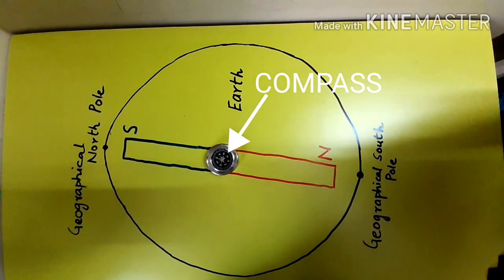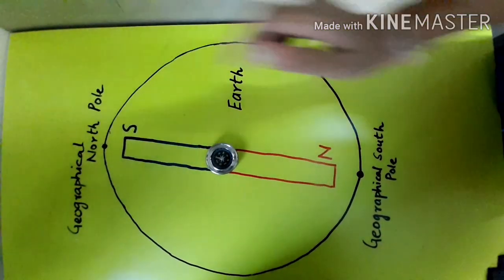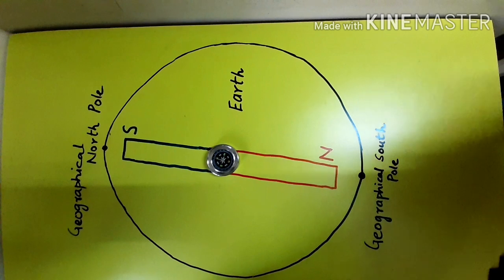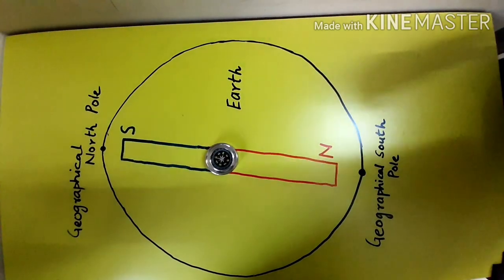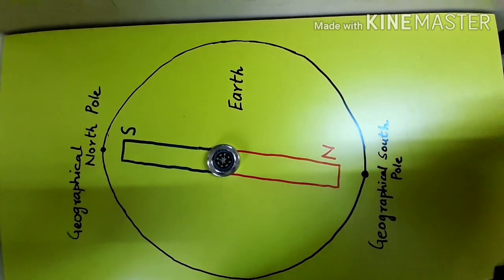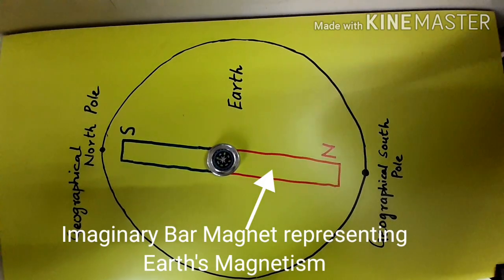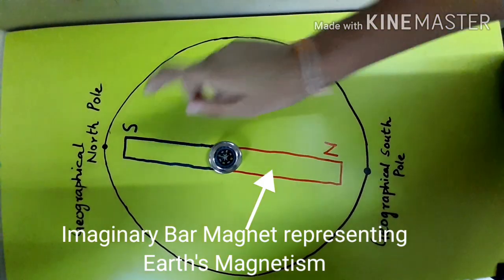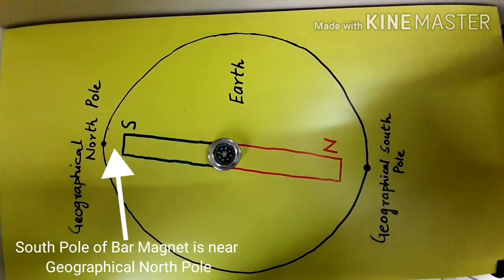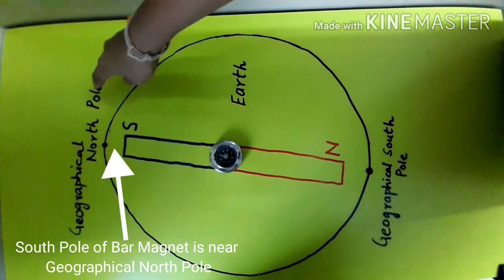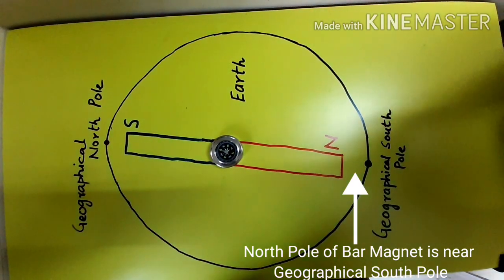With the help of compass, I have marked the geographical north and south pole. For the sake of simplicity, I have neglected the angle of declination. As discussed earlier, I have also made the imaginary bar magnet representing the Earth's magnetism. The south pole of this bar magnet is near the geographical north pole, and the north pole of this bar magnet is near the geographical south pole.